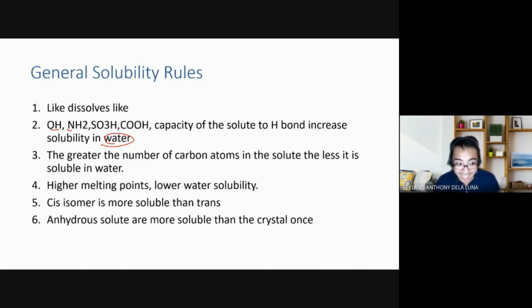Okay, it can dissolve in water. Please take note, it can dissolve in water, but it's going to take time. Hence, reducing its solubility in water. Next one, cis isomers are more soluble than trans isomers. I think familiar naman sa inyo to, right?